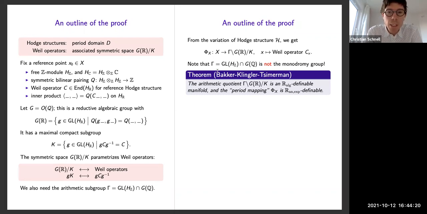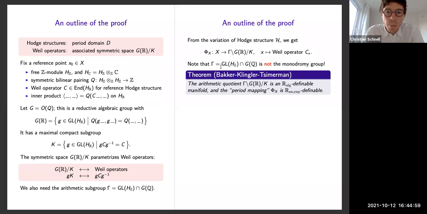If you've seen period mappings before, usually in period mappings, you only mod out by the monodromy group because that's enough to make the identifications. So usually in these kinds of situations, gamma is the monodromy group. Here, we're not using the monodromy group, but we're using this much bigger group gamma, which is this full arithmetic group. So we're actually modding out by a lot more than we have to mod out by. And this is one of the discoveries of Bakker, Klingler, and Tsimerman, that this is the thing that you ought to do. You should not mod out by the monodromy group, but you should mod out by this full arithmetic subgroup. So this will hopefully become clear in the next 2 slides why that's necessary.